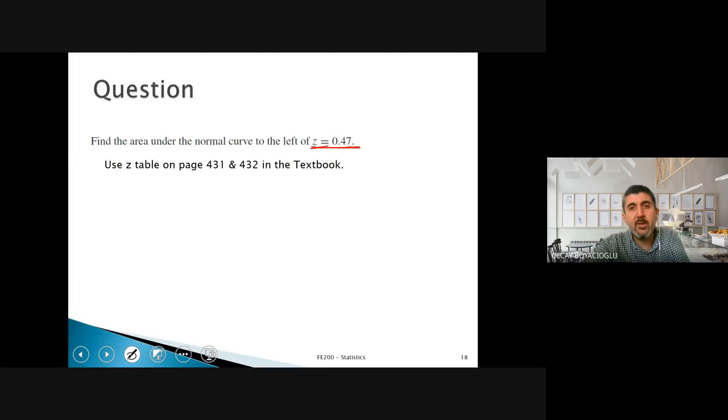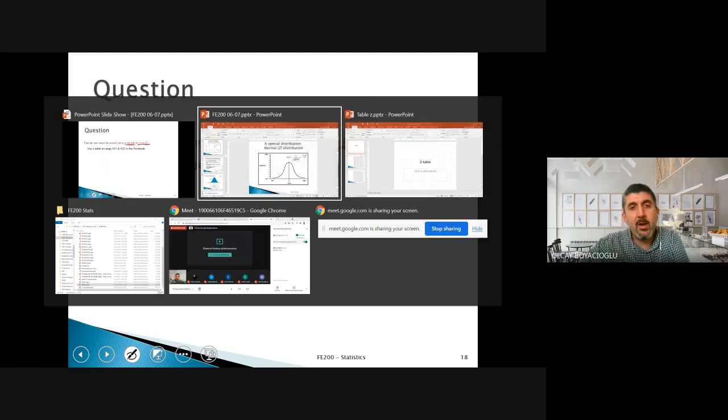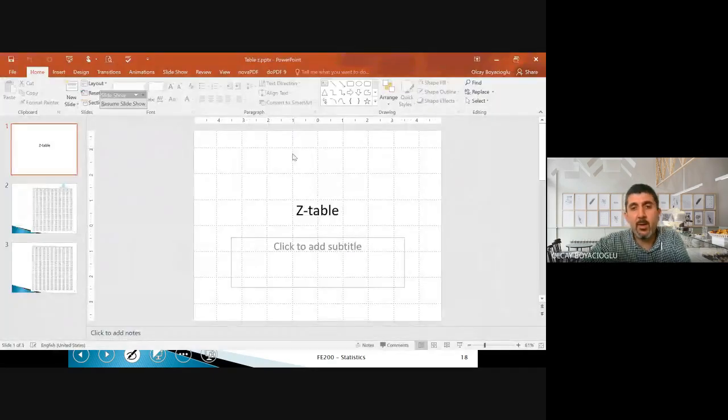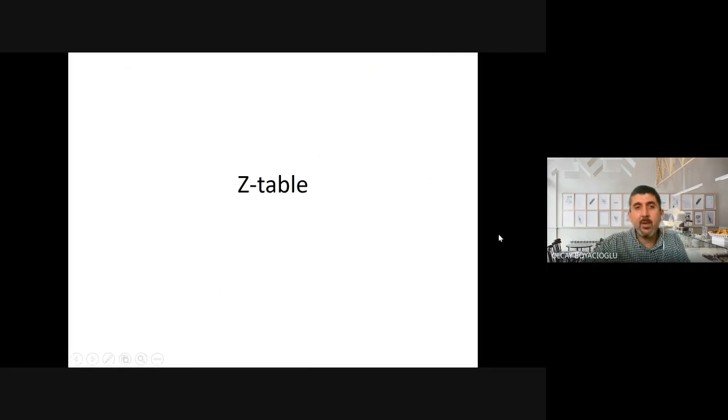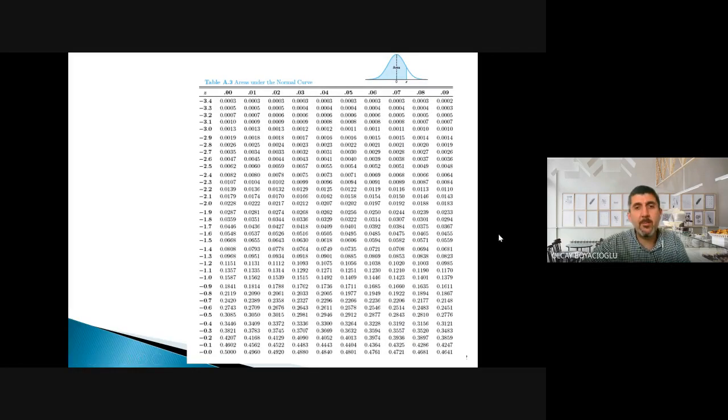My Z score is 0.47. All I need to remember is this, and also I need to remember this: to the left of the Z distribution, so I need to show it this way for you, because you are seeing a mirror image. To the left of 0.47, okay? So now let's open up the Z table. When you look at the Z table, this is the Z table, by the way.